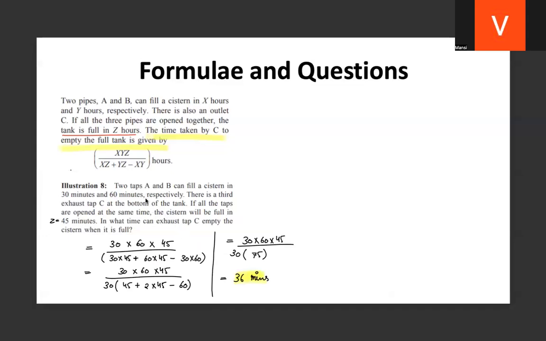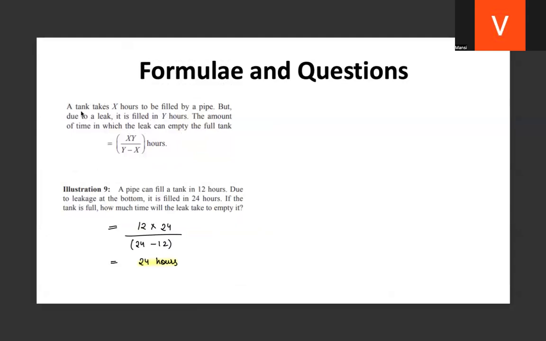You can go through it, and we'll have the total time in minutes because here it is given in the form of minutes, like 30 minutes and 60 minutes. And the exhaust tap is C. All the taps are open at the same time. The cistern will be full in 45 minutes. This is Z. And in what time can exhaust tap C empty the cistern when it is full? So once the tank is completely full, we have to calculate how much total time it will take to completely empty the tank.